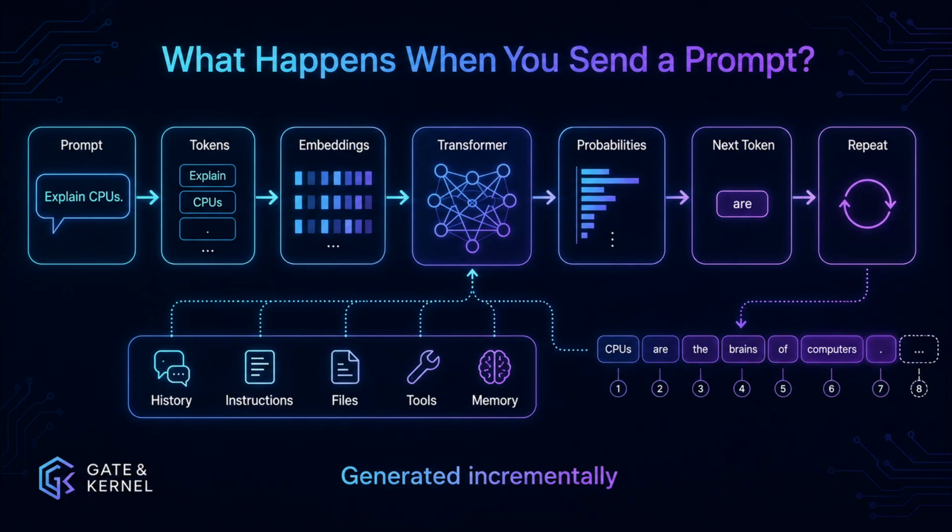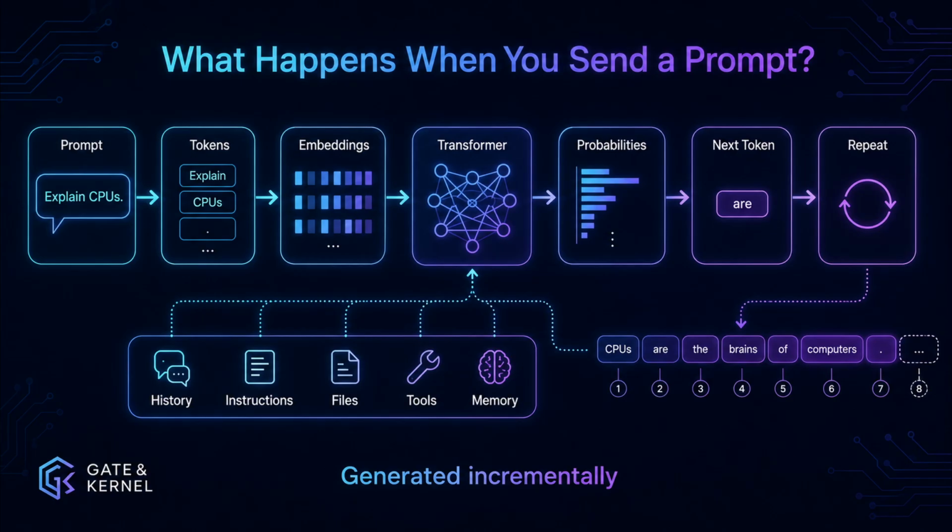Depending on the available features and settings, the context may also include earlier messages in the conversation, instructions that guide the assistant, information from uploaded files, results returned by tools, relevant memory when enabled, images, code, and other inputs. The model combines this information into the available context and calculates probabilities for many possible next tokens. It selects one token, adds it to the response, and then performs the calculation again.